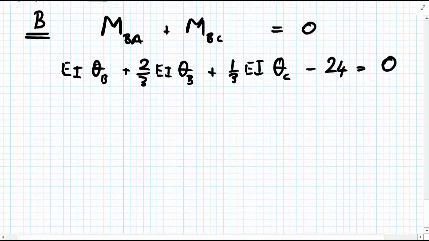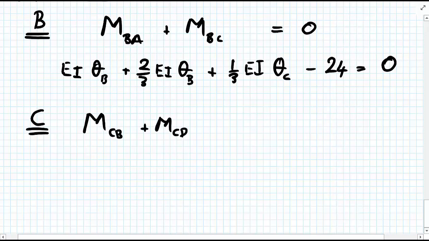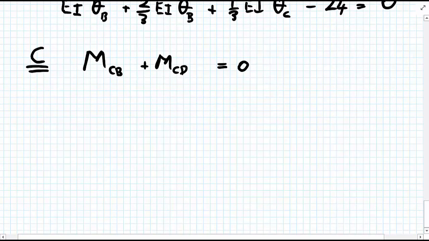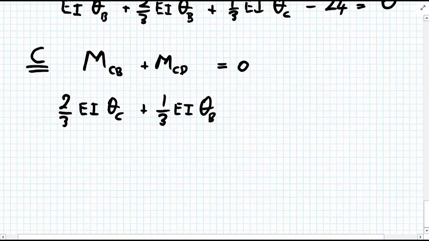Likewise, we examine the equilibrium of joint C. We have MCB plus MCD is equal to 0. Again, substituting our expressions for MCD and MCB, we have 2/3 of EI theta C plus 1/3 EI theta B plus 24 plus EI theta C must be equal to 0.